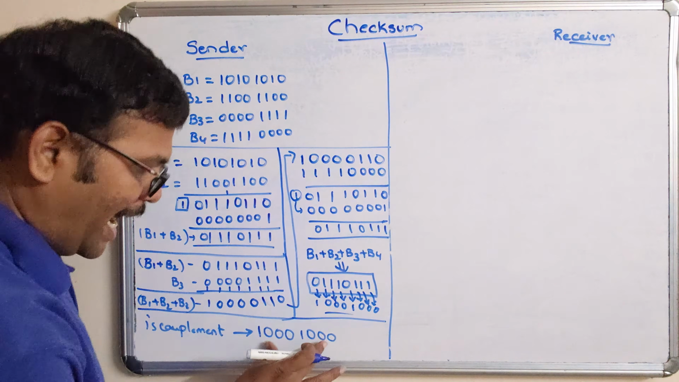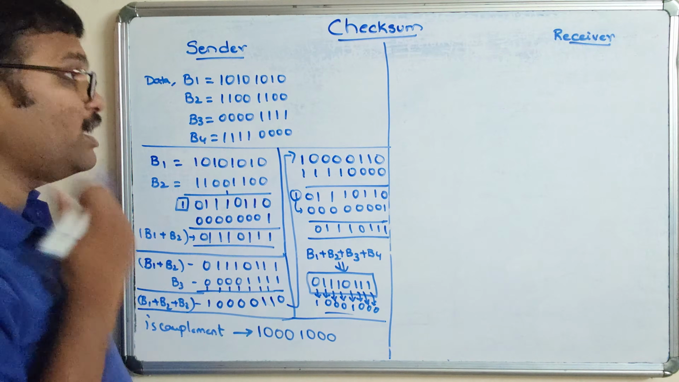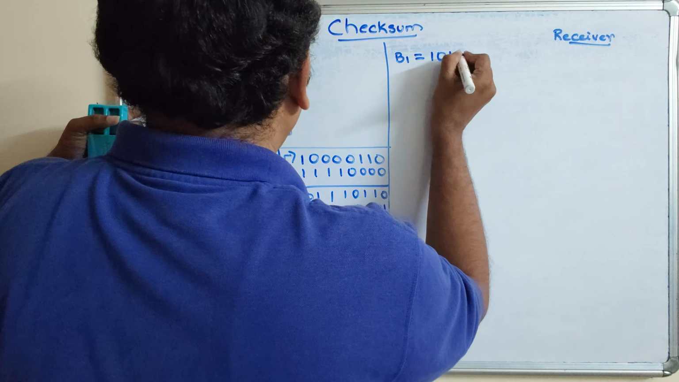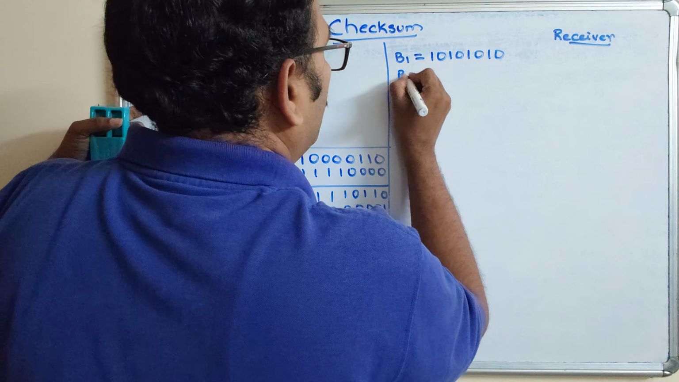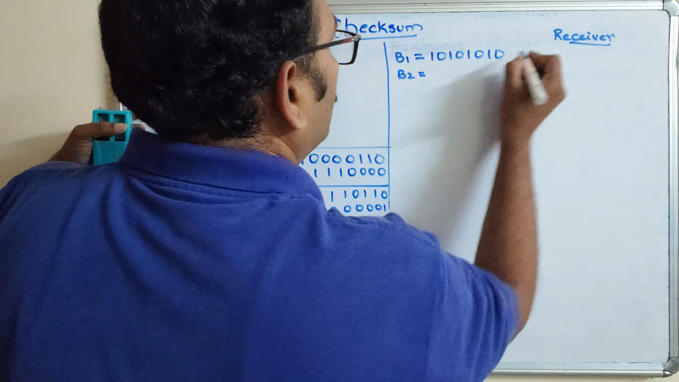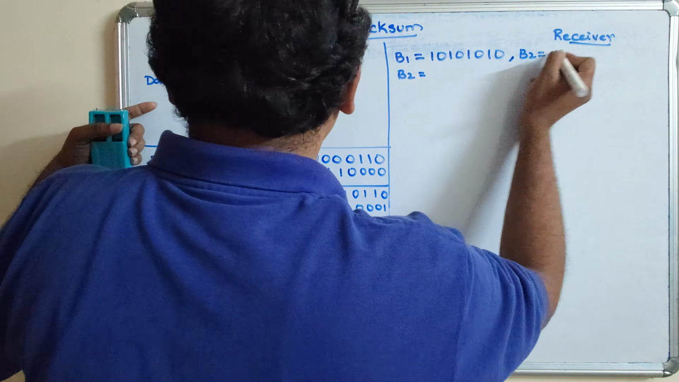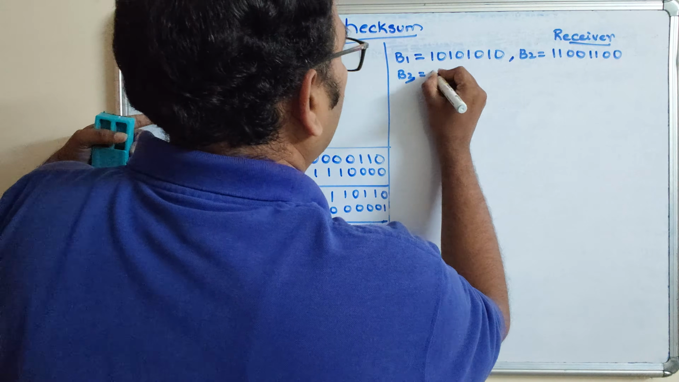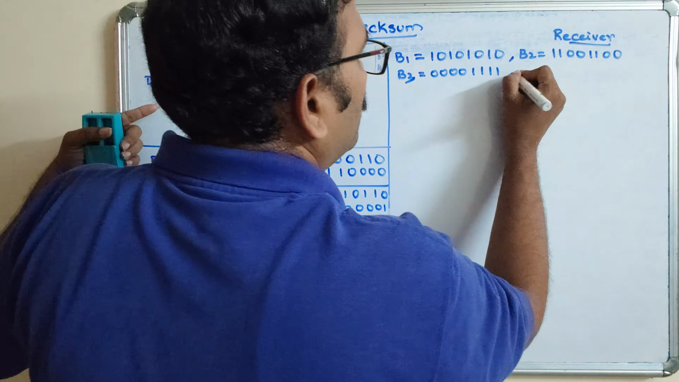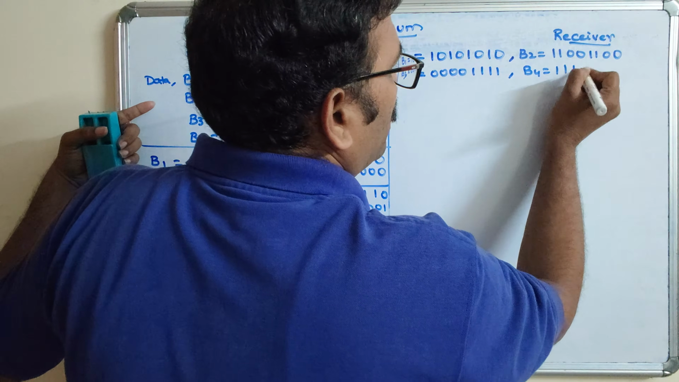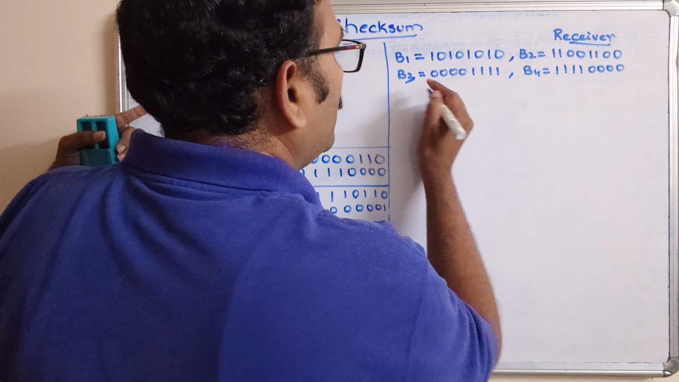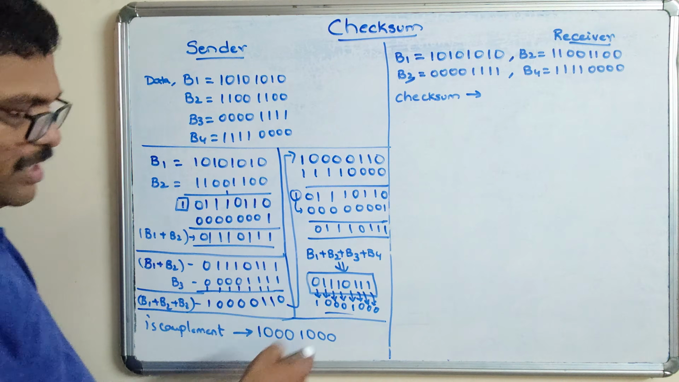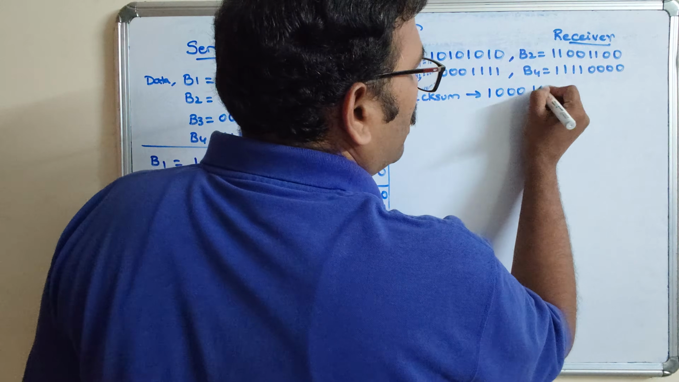And what we have to do? We have to add this one to the data and it should be sent to the receiver. So at the receiver, see again, I'm writing here B2 1100 1100, B3 0000 1111, and B4 1111. Okay, and checksum. What is the checksum here? Whatever result we are getting, its ones complement is the checksum: 1000 1000.